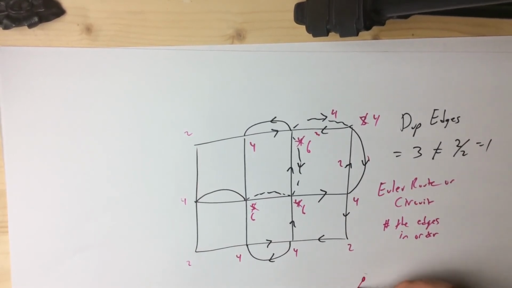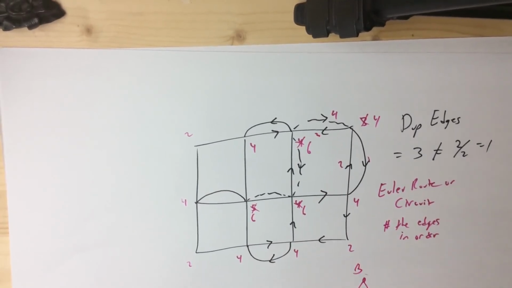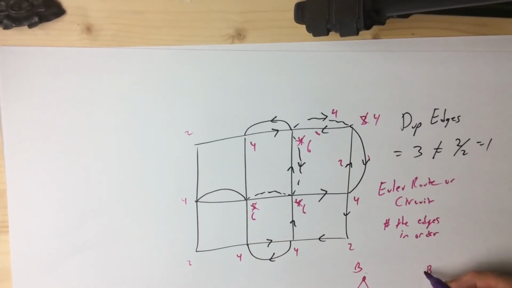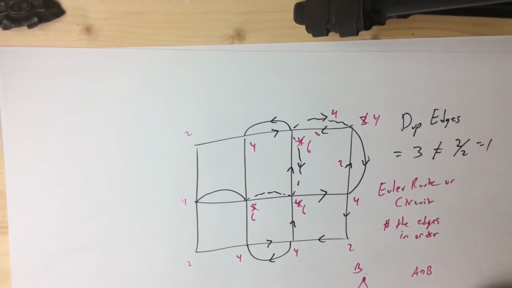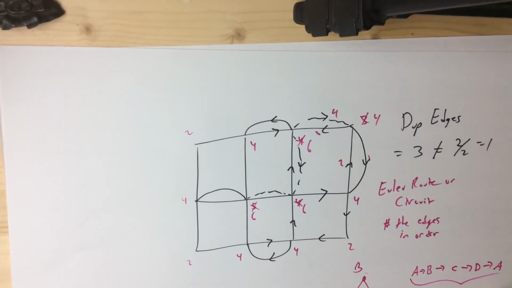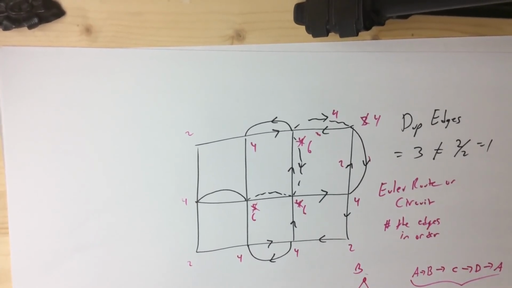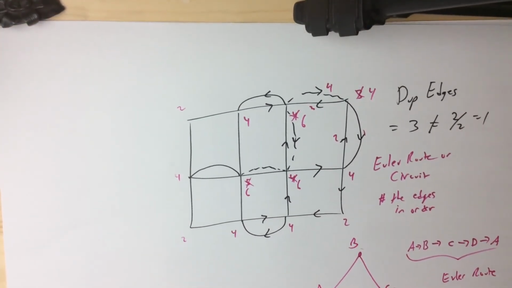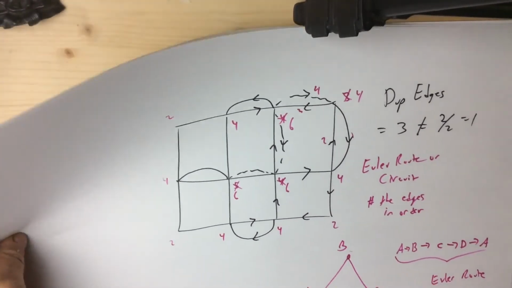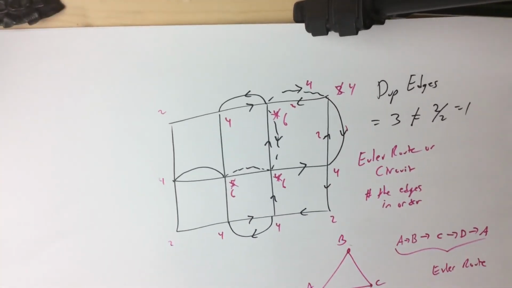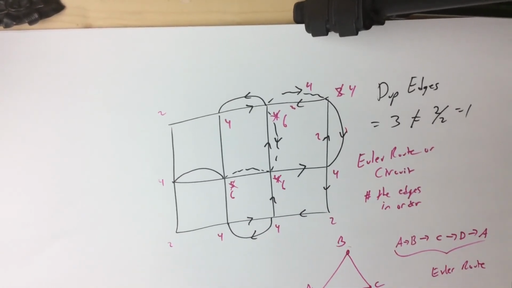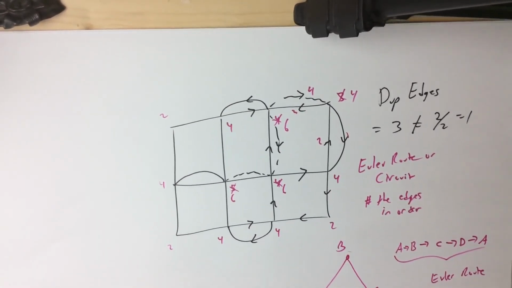Now, if it's a really small graph, let's suppose this is like this, and we just labeled it A, B, C, D, and you chose not to number it, you could say, I'm going to do this, A to B to C to D to A, and you could say Euler route. And that is a perfectly valid way of writing what you've done. You can just write the letters. But it only seems to work really well for small problems.